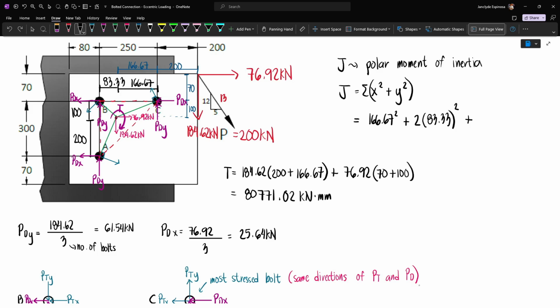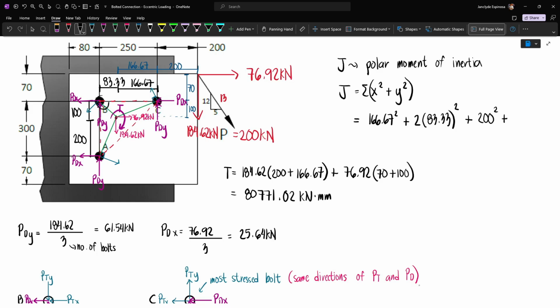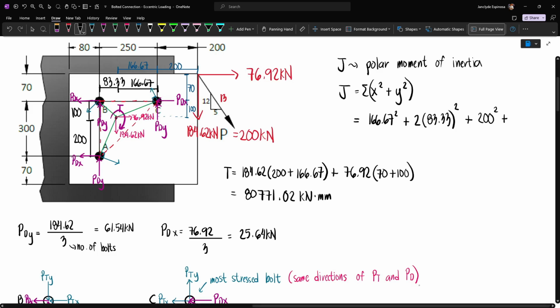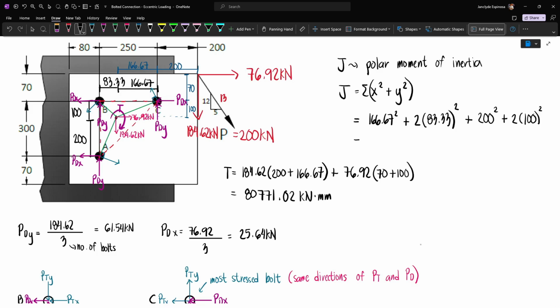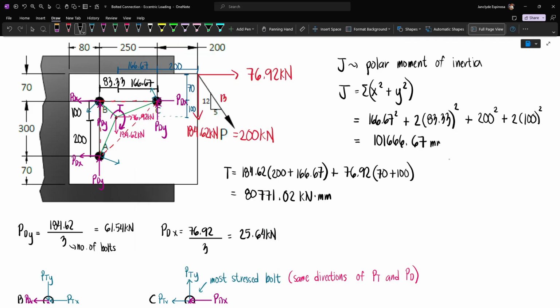And so plus, for bolt A, the distance from this point up to the center, the vertical distance or y, is 200, so this is 200 squared. And then plus, for bolt B and bolt C, the distance from the centroids of the bolts up to the center is 100, and so we have 2 multiplied by 100 squared. And so our polar moment of inertia will be 166.67 squared plus 2 times 83.33 squared plus 200 squared plus 2 times 100 squared. And so this is 101,666.67 mm squared.